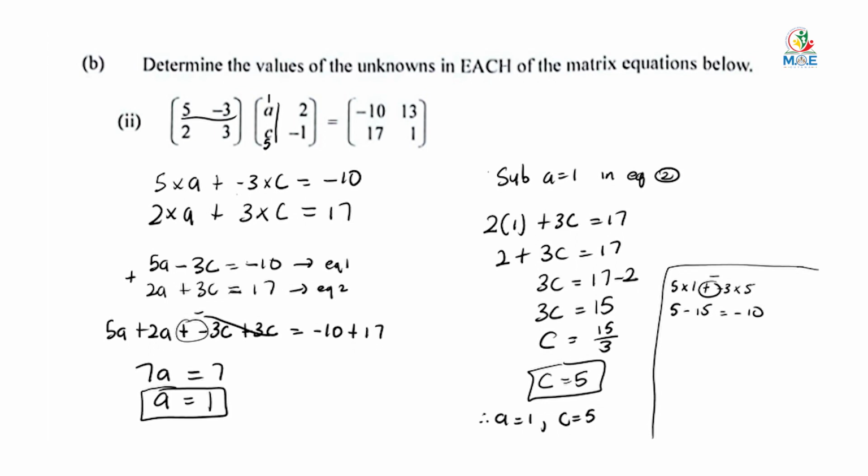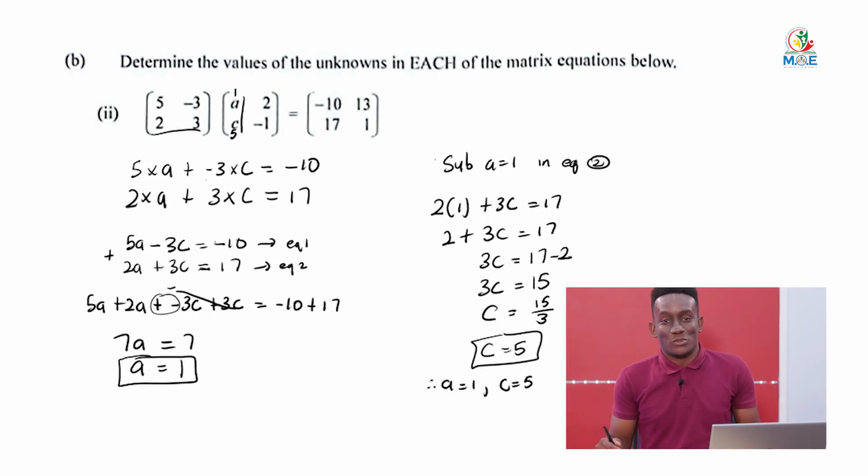So that checks out. Let's look at the other one now. Row by column. This is 2 multiplied by 1 plus 3 multiplied by 5, and this should give us 17. 2 times 1 is 2, plus 3 times 5 is 15. So indeed 17 is equal to 17, so that checks out. So we know our answer is 100% correct because of that check. For this question, we just needed to do some thinking.